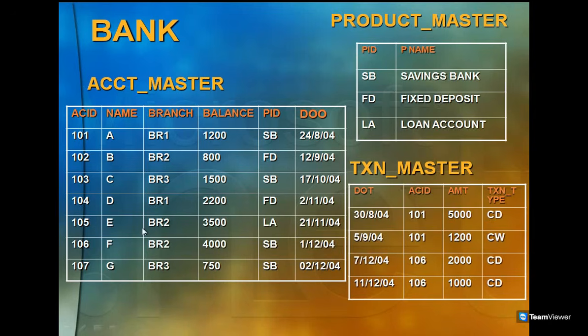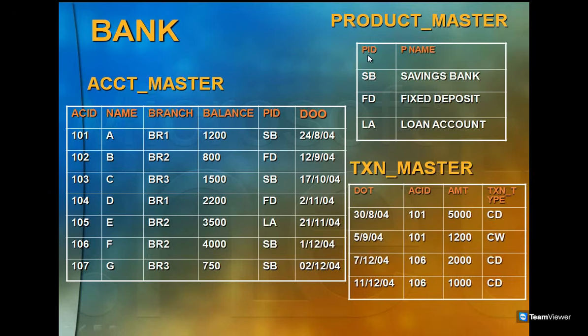Once you open an account, you will be doing transactions. What types of transactions do you do? You do cash deposits or cash withdrawals. These are the two types of transactions normally done, or you can also do check withdrawals and check deposits. Here we have date of transaction as the first column, account ID, the amount you would like to withdraw or deposit, and the transaction type, like cash withdrawals.